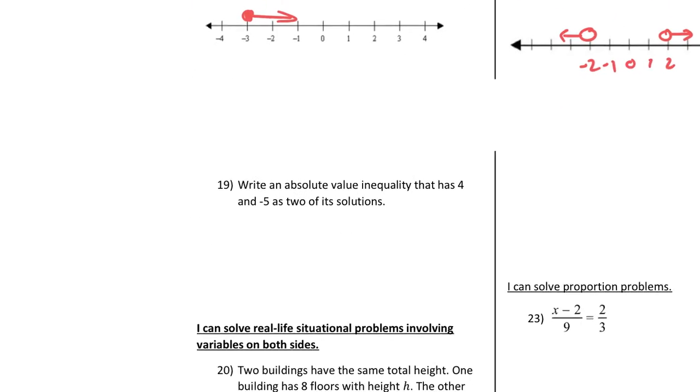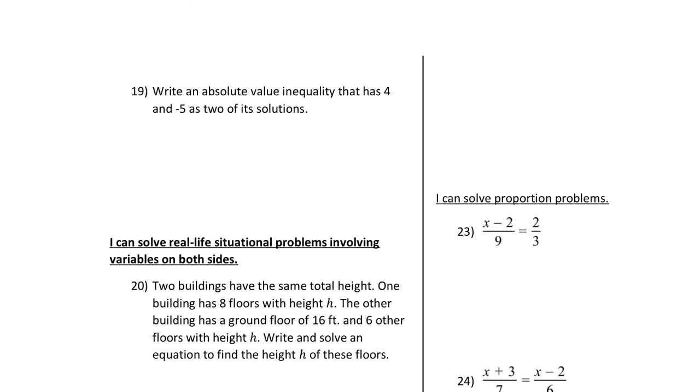Okay. Number 19, absolute value inequality that has 4 and negative 5 as two of its solutions. So I wonder, what's right in the middle of those two? 4 and negative 5, that's 9, so negative 1/2. I wonder if I have x.